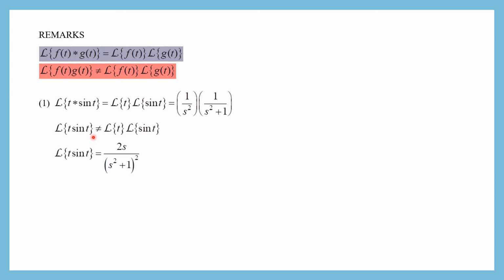We can simply refer to the table of Laplace transform, look at formula number 15. So the Laplace transform of t sine t, based on the given formula, is 2s divided by s squared plus 1, everything squared. Okay, so remember, this part is correct. Please remember that these two are not equal, and this one is correct. Okay, now let's move on to another example.